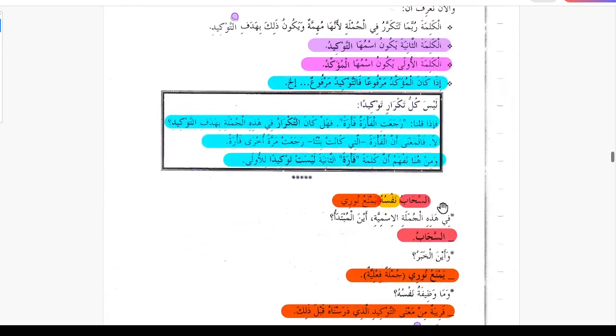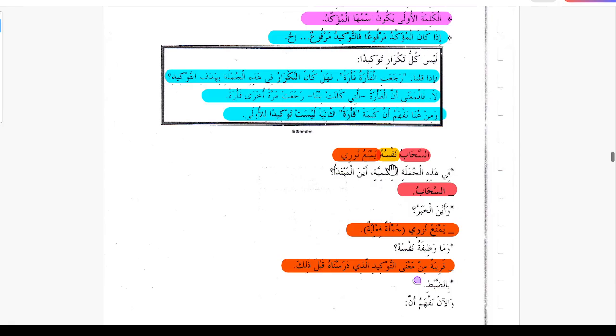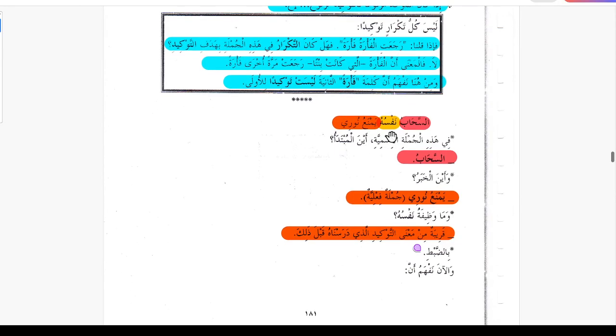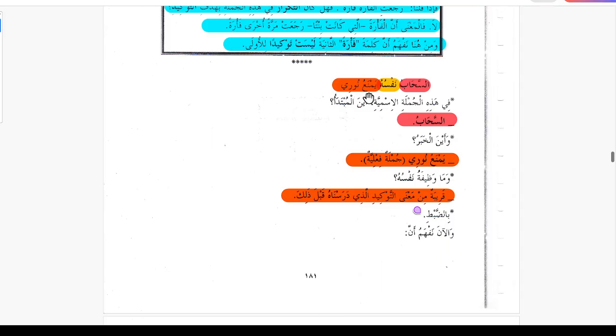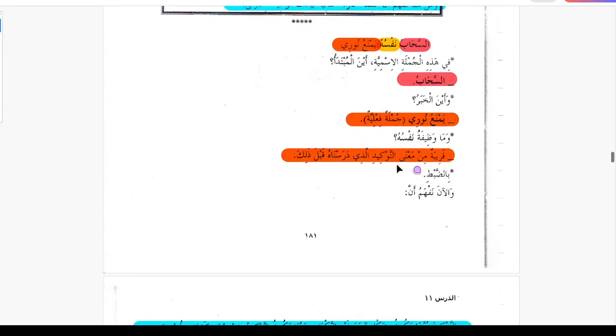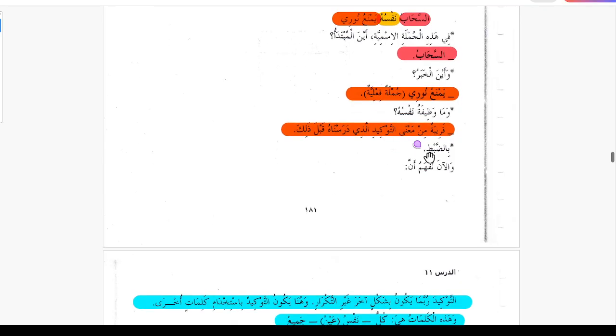As-sahabu. So the example is as-sahabu nafsuhu yamna'u nuri. The cloud himself blocks my light. In this nominal sentence, where is the مبتدأ? السحاب, the clouds. And where is the خبر? يمنع نوري, this verbal sentence is the خبر for السحاب. And what is the function of نفسه? It is close to the meaning of emphasis that we have studied before. بالضبط, exactly.